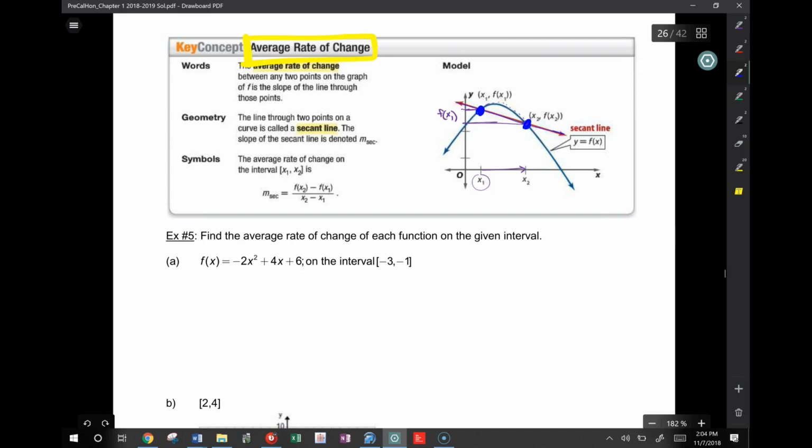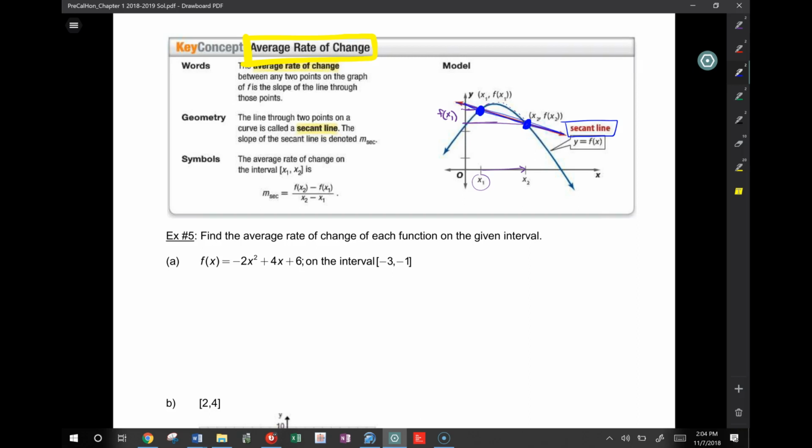If I connect those 2 points with a line, through how many points is that line crossing the graph? 2. A line that crosses the graph at 2 points is called a secant line. Remember that, because later on that's going to mean something. Now, to find the average rate of change, we said it was slope, right? How do we find slope if that's rate of change?